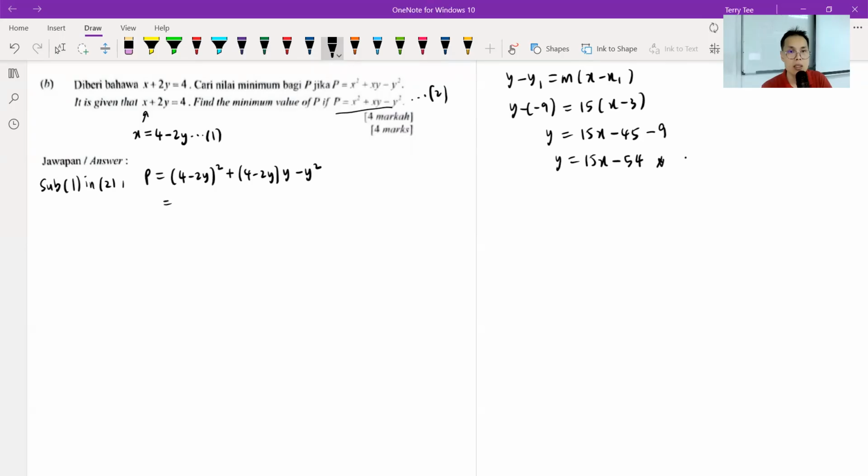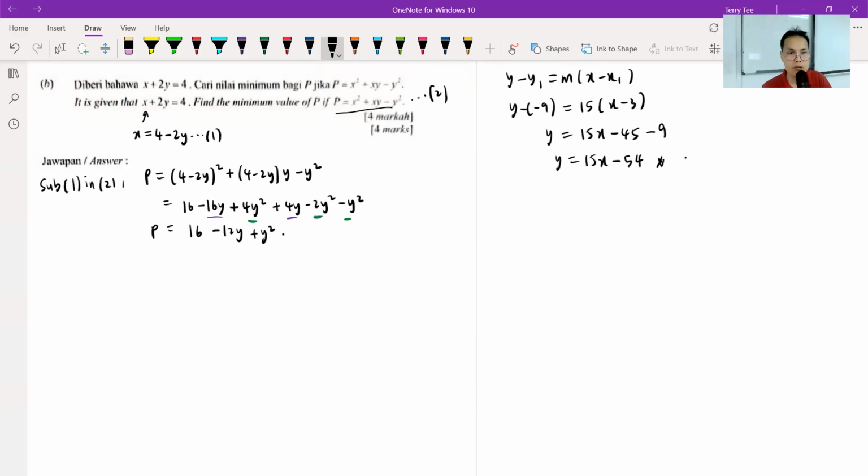So let us expand the bracket first. This is 16, minus 2 times 4 is 8, 8 times 2 is 16, 16y. And 2y, if I square it, is 4y squared. Multiply the y inside is 4y minus 2y squared, minus another y squared. So let's simplify further. This 16, minus 16 plus 4 is minus 12y. And then you have 4 minus 2 minus 1. That means 4 minus 3, which is 1. So what I have here is 16 minus 12y plus y squared.